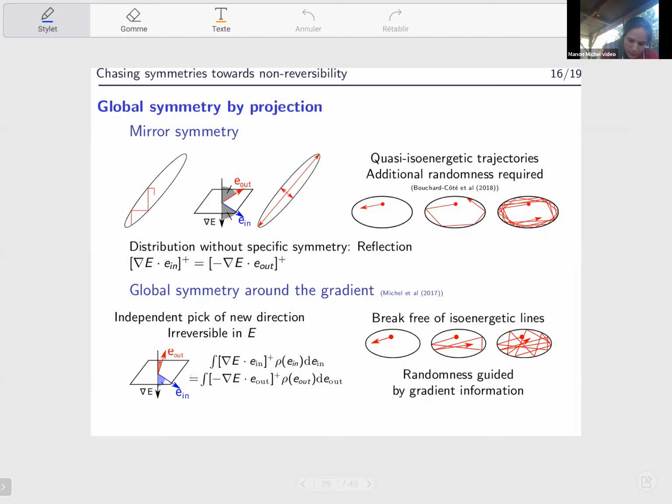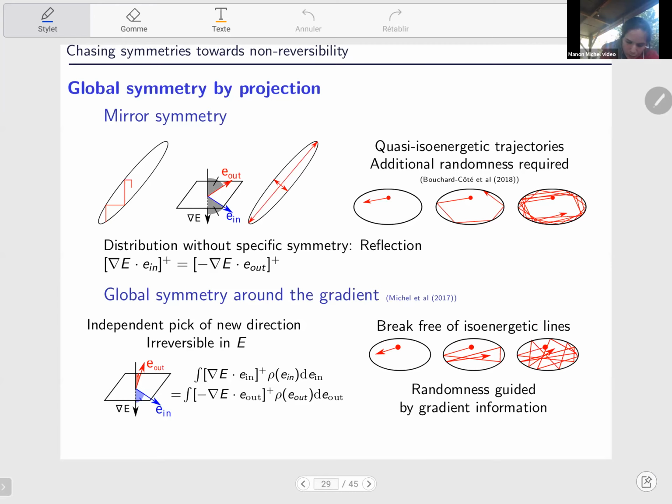So if you look at any possible vectors where you go up the potential, you have a balance with vectors going out. And because you have this balance, this is the balance we'll be using to have correctness and the global balance in the non-reversible scheme we are aiming for.